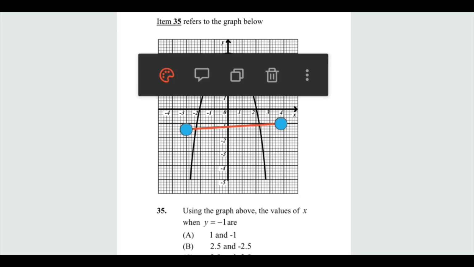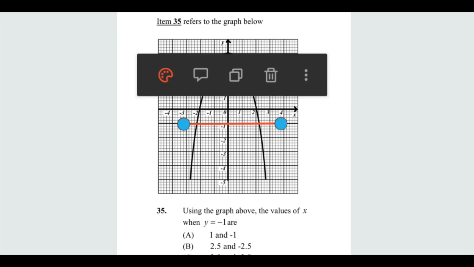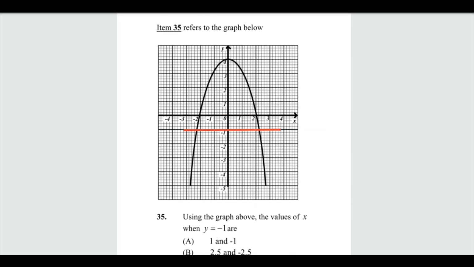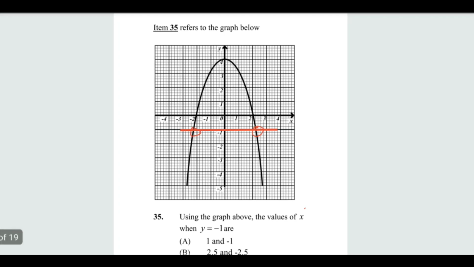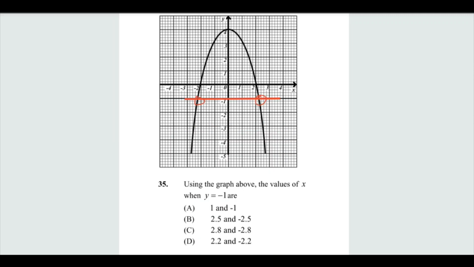and that will give you. Alright, let me get this graph quick. So to find the values of x, we look at the point of the graph where the line y equal -1 intersects the graph, and we can see that is here, right? And here, those are two intersections. So that would be approximately 2 point something, and this looks like 2.2 and -2.2, which is D.